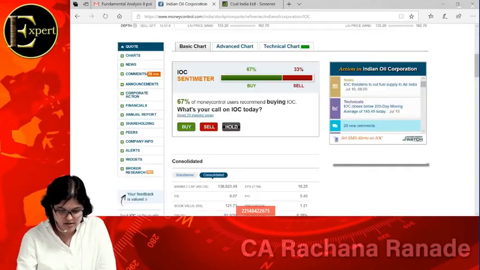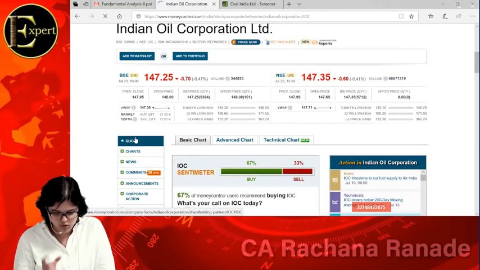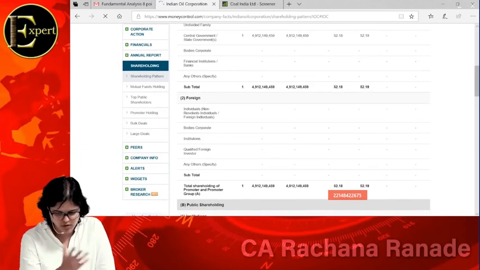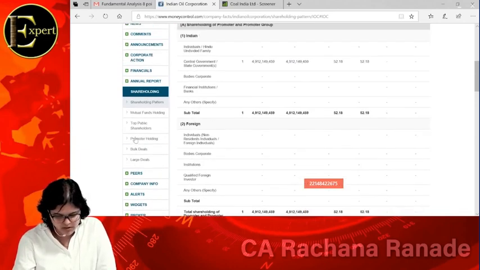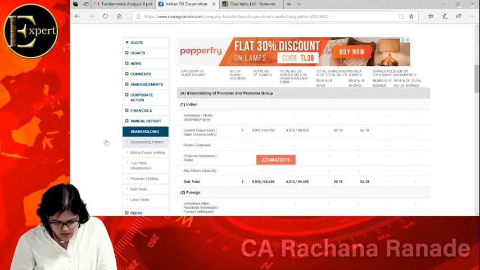I might have covered this under basics of stock market. I don't remember it, but it could be a minor repetition. But for you all, you are listening to this for the first time. See this shareholding pattern, correct? And here you can see central government or state government.